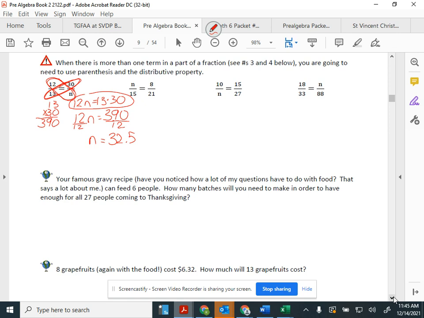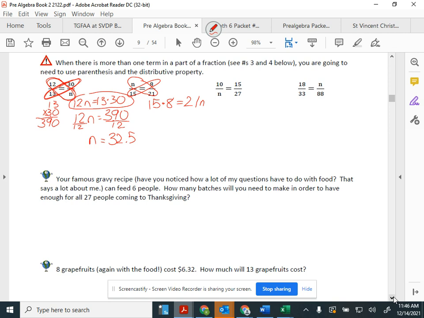Caitlin? 15 times 8. Equals what? 120. Nope. I want to set up my equation. So before we do the math, let's just write out our equation. And then, because we know 15 times 8, it's going to equal what? 21n. Right? Now we do the math.